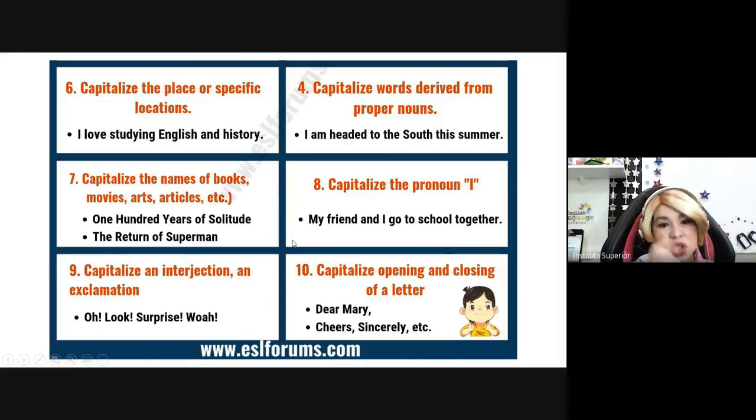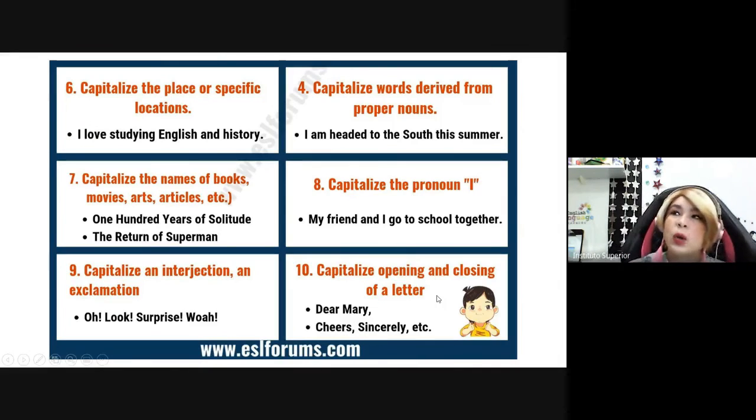Capitalize an interjection and an exclamation. Oh, look, surprise, wow. Capitalize the opening and closing of a letter. So when you start writing letters, Dear Mary, comma, and Cheers, Sincerely, those are the closings of the letters. So this was a quick review of the rules for capitalization.